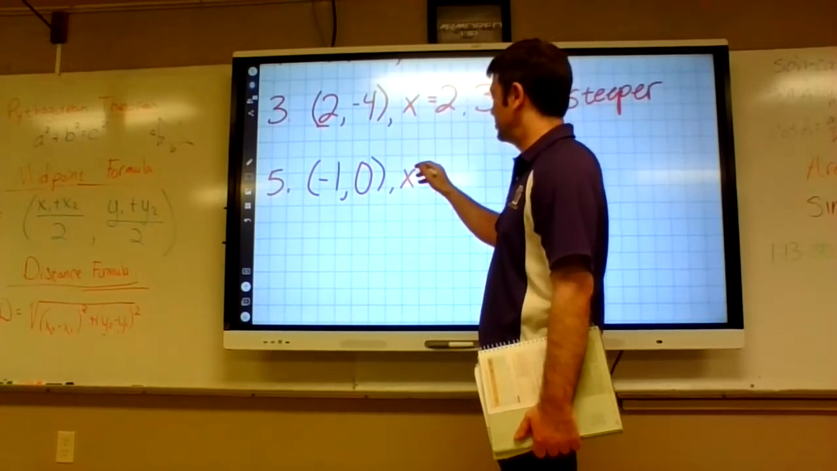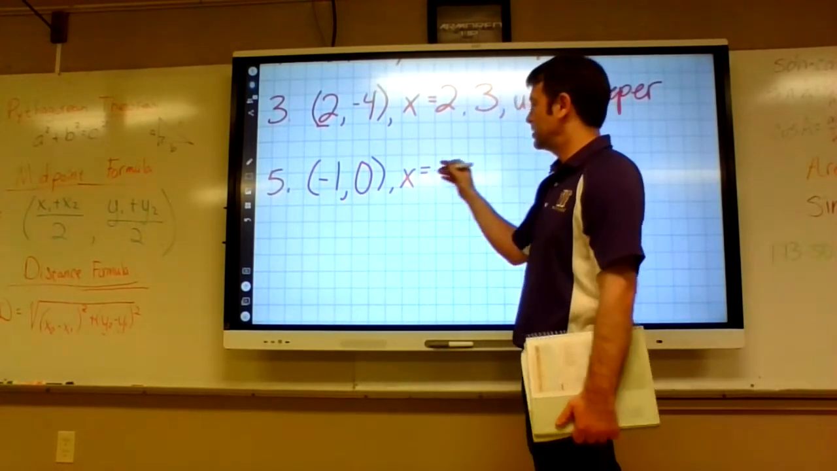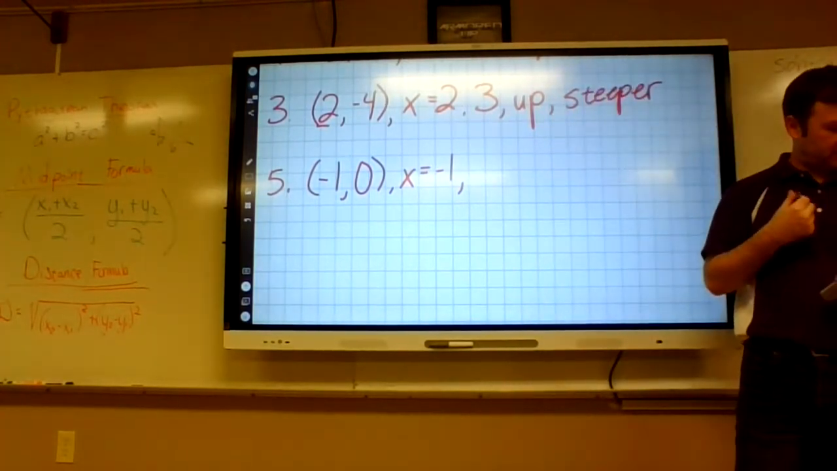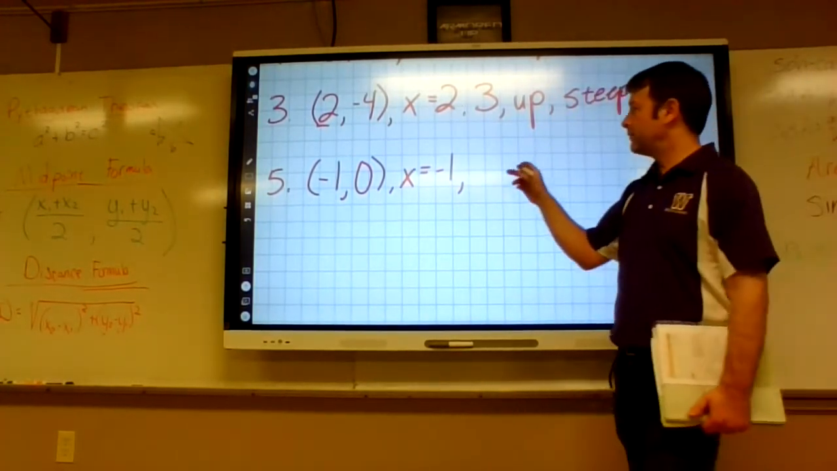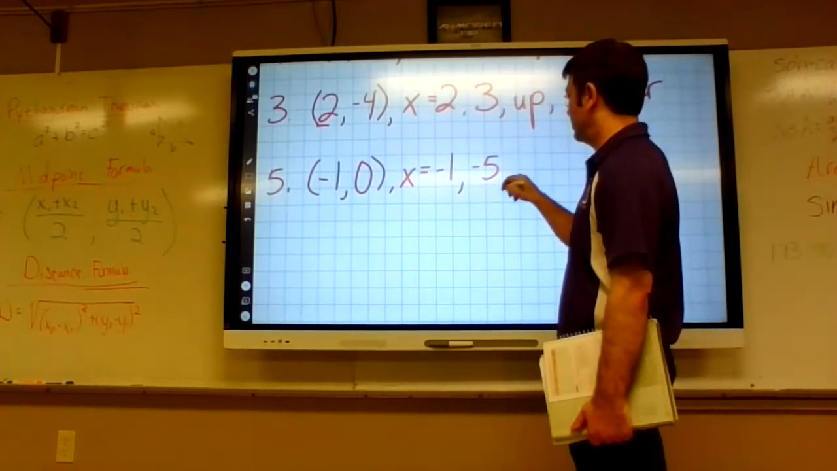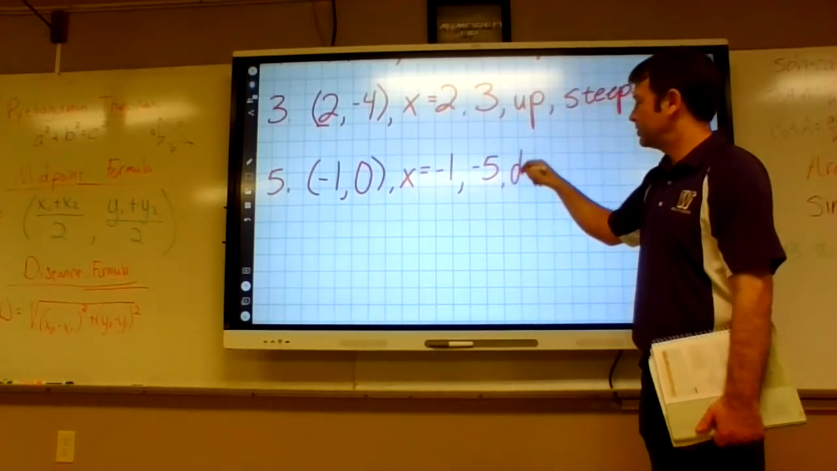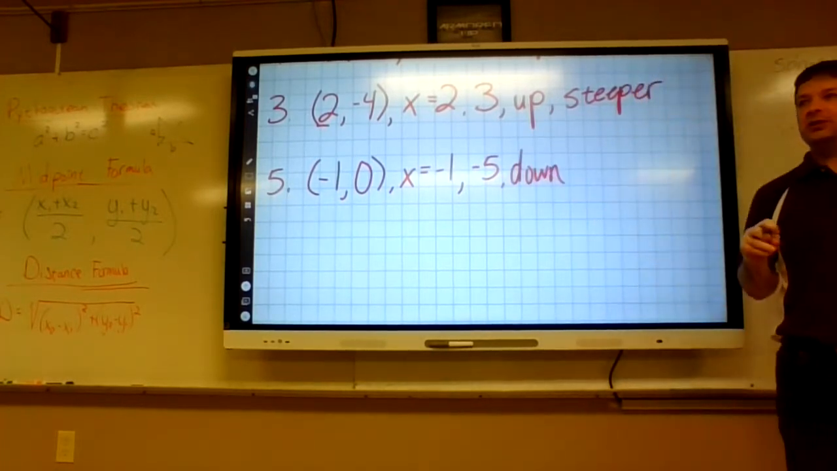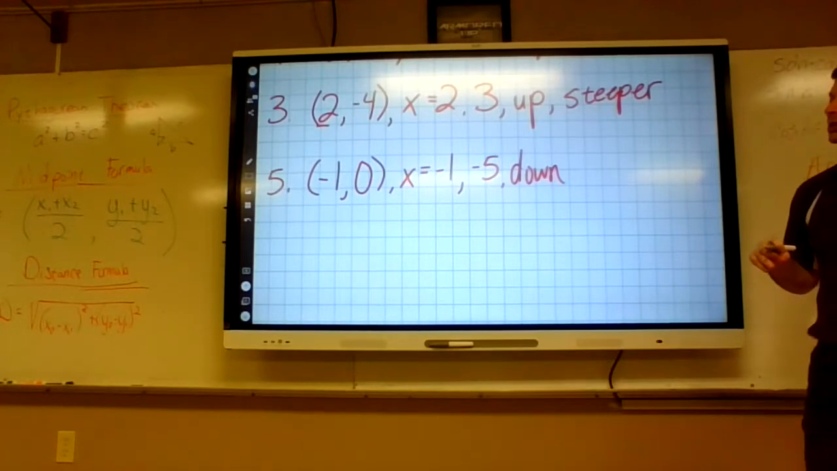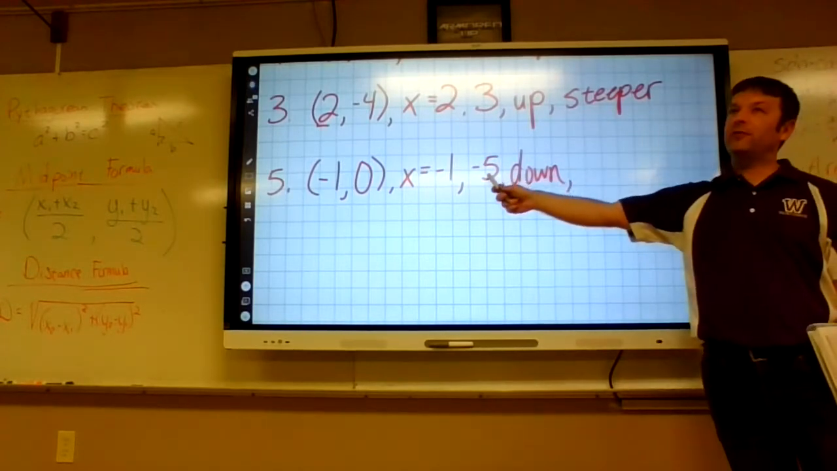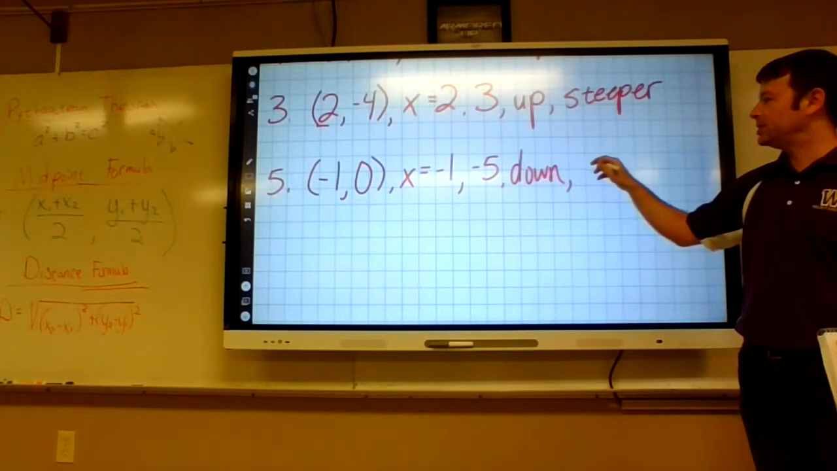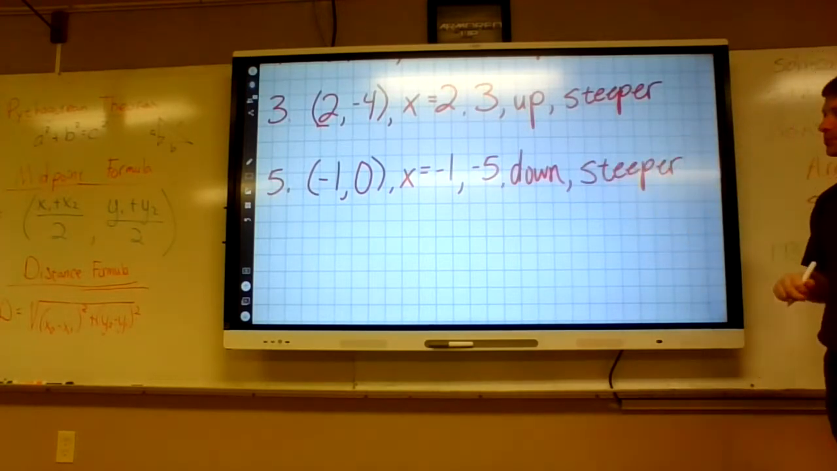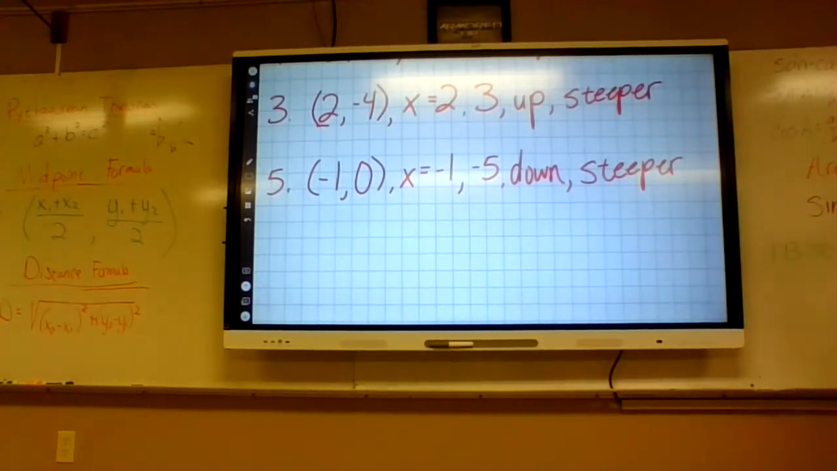What's the line of symmetry? X equals -1. What's the a value on the front? -5. Is the -5 going to make it go up or down? Down. Is it going to go down quickly or down slowly? Quickly, because it's going to go down 5 times faster than normal. So it's going to be steeper. Very steep.